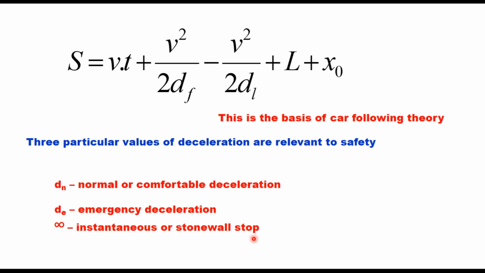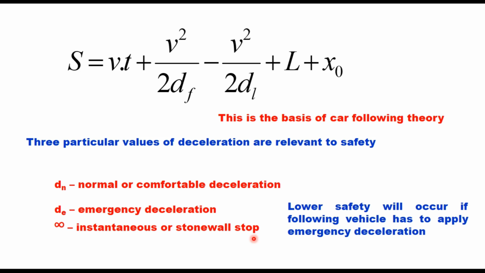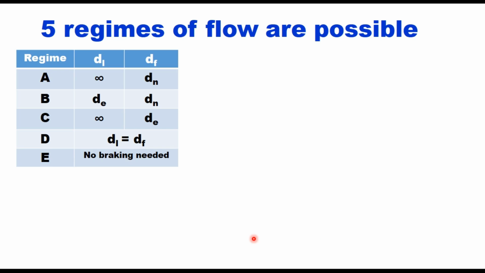So depending upon the value of DF and DL, there are 5 regimes of flow, A, B, C, D, E. When DL is infinite and DF is normal rate of deceleration, that is regime A. Similarly, when DL is emergency rate of deceleration and DF is still normal, then it is B. And C is when DL is infinite and DF is emergency, and D is when DL and DF are both same, and E is when there is no braking required. That means both are moving at the same speed.